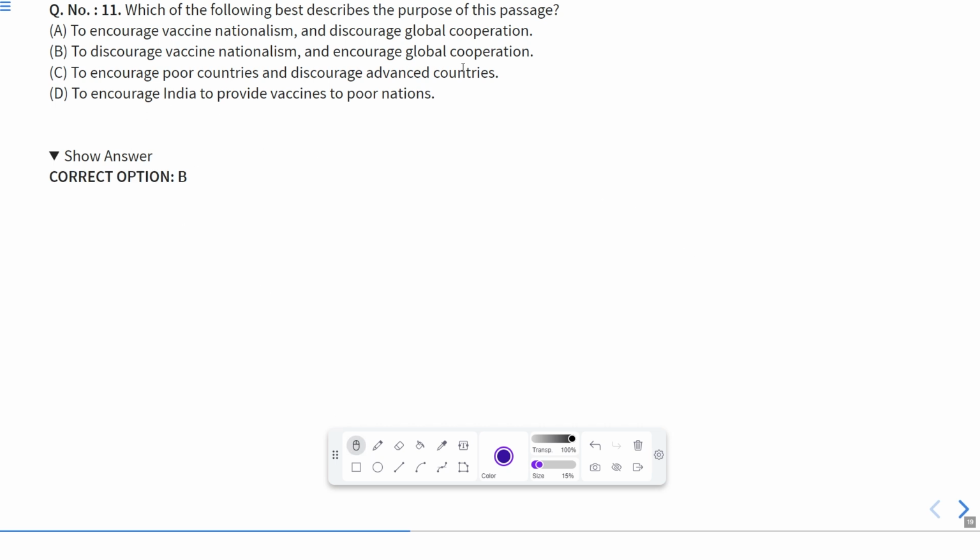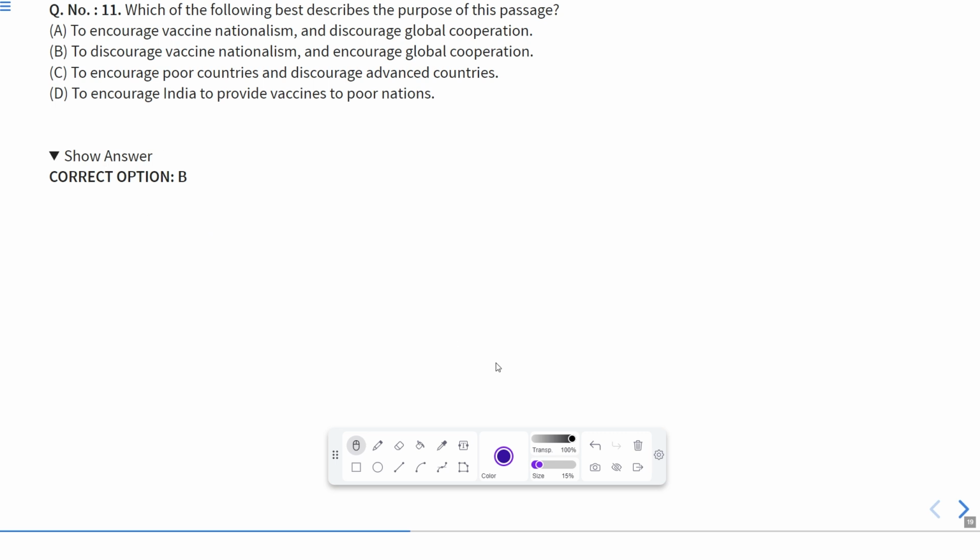To encourage poor countries and discourage advanced countries, no. India had obviously encouraged everyone. In fact, everybody was encouraged to make vaccines. To encourage India to provide vaccines to poor nations, no, nobody had encouraged India. In fact, it is India only who helped the entire globe. Okay, so option B is the correct answer according to the passage.